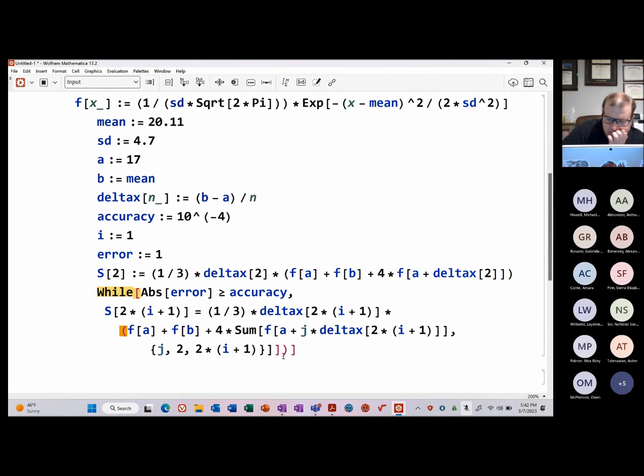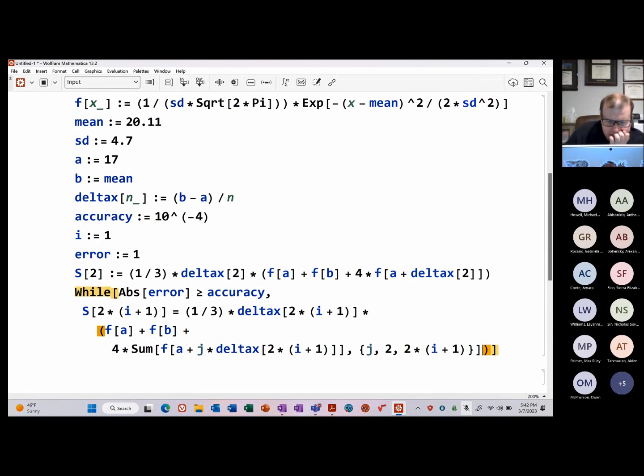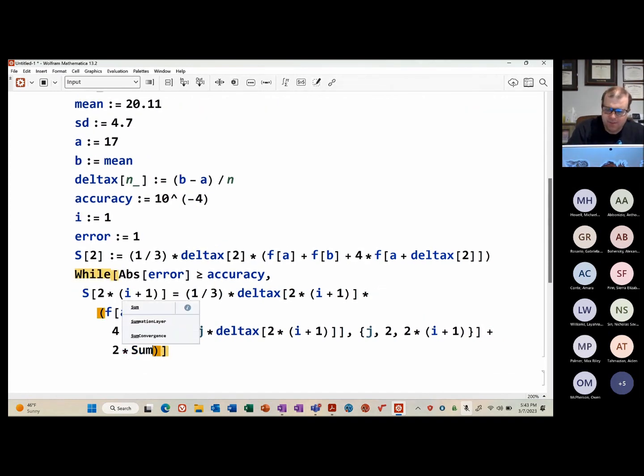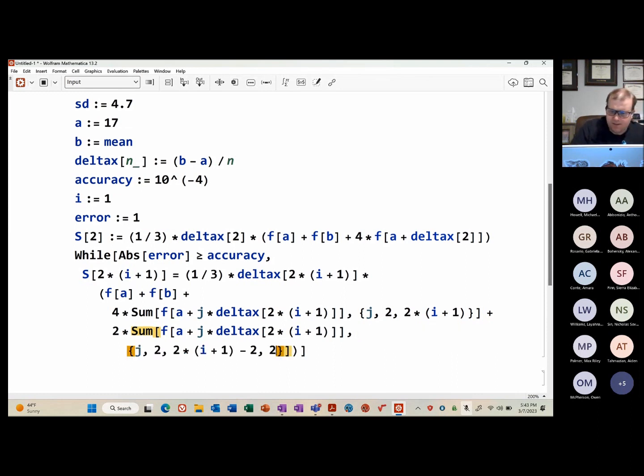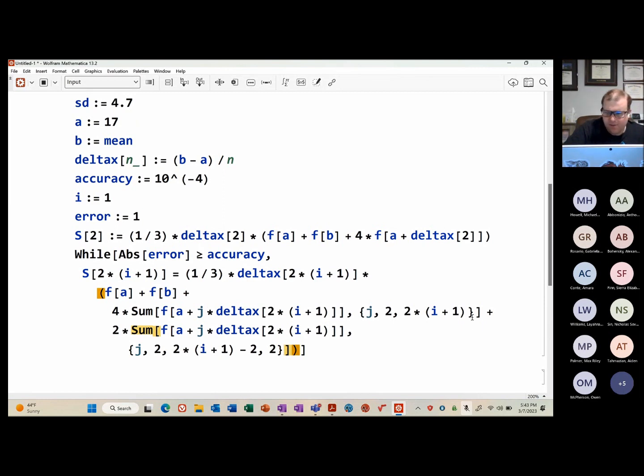So that should take care of that. Plus 2 times the sum of f of a plus j times delta x of 2 times i plus 1, where j goes from 2 to 2 times i plus 1 minus 2, going by 2 each time. I did forget that up here. It goes by 2. All right, that's going to finish up that sum.